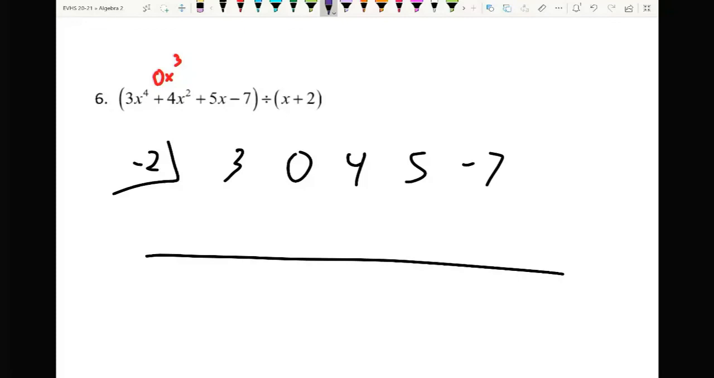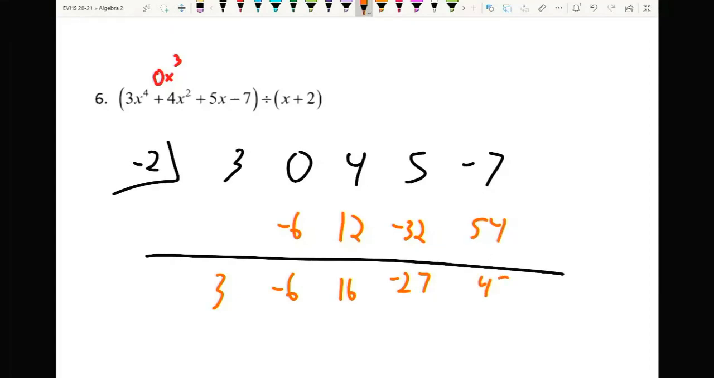Okay. 3 drops. 3 times negative 2 is negative 6. Plus 0 gives me negative 6. Times negative 2 is positive 12. Add down, I get 16. 16 times negative 2 is negative 32. Add down, and I get negative 27. Negative 27 times negative 2 is positive 54. And then add down, I get 47.